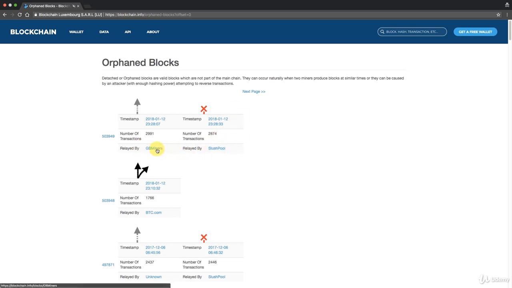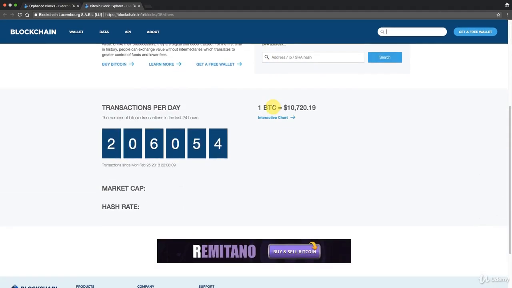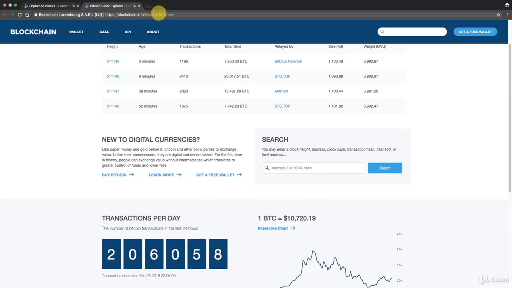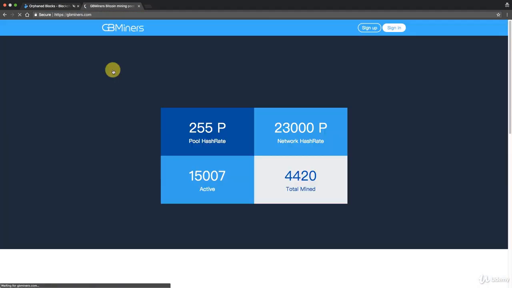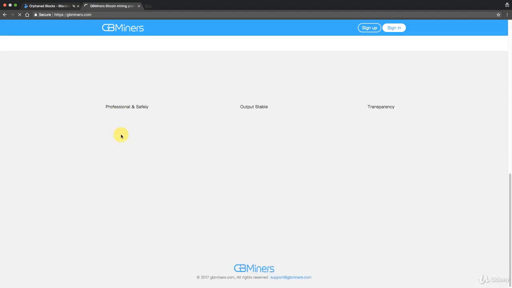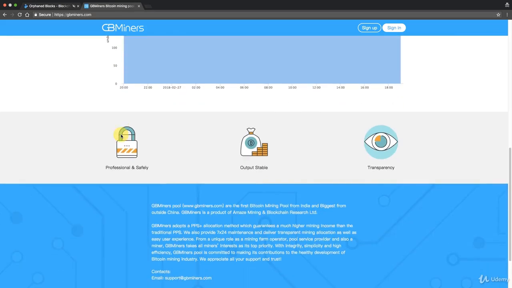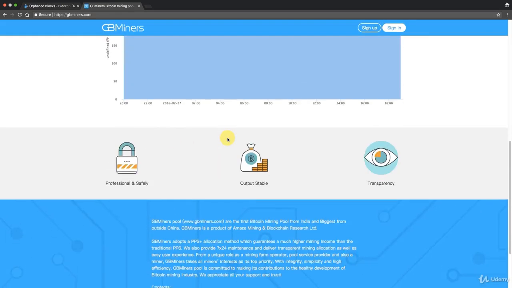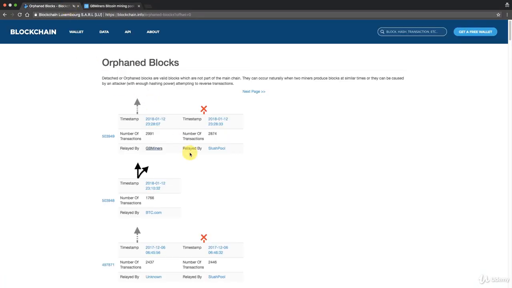Where is GB miners? Can we go to GB miners? No, it doesn't tell us what GB miners is. GB miners. Nope. Doesn't say where GB miners is. Okay, well, we can definitely find out somehow where GB miners is, and it might give us a hint why it took some time to get from here to here.